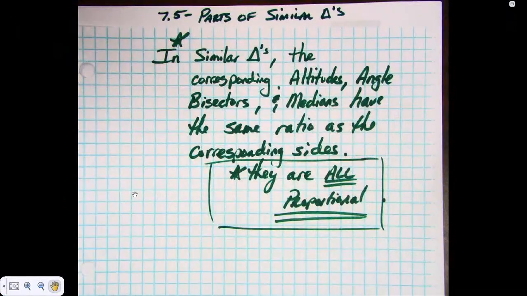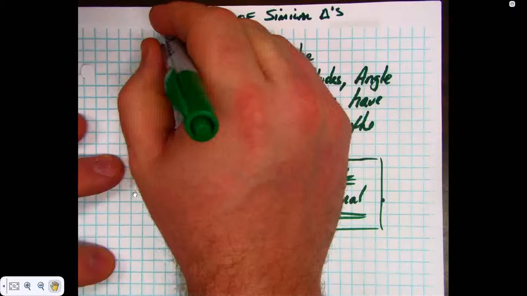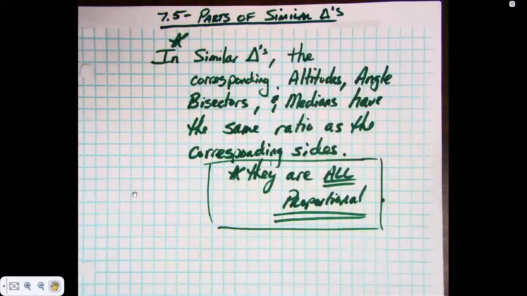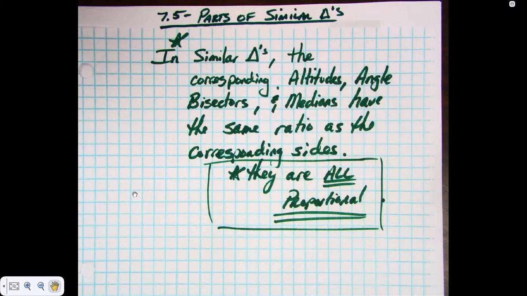Okay, 7.5, parts of similar triangles. I kind of combined three of the four things together here. In essence, a lot of this section is about this fact: in similar triangles, the corresponding altitudes, angle bisectors, and medians have the same ratio as the corresponding sides. They are all proportional. Okay? So you can add that, and then we'll explain that in the examples we're going to do.